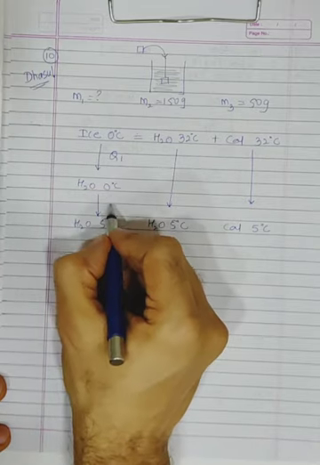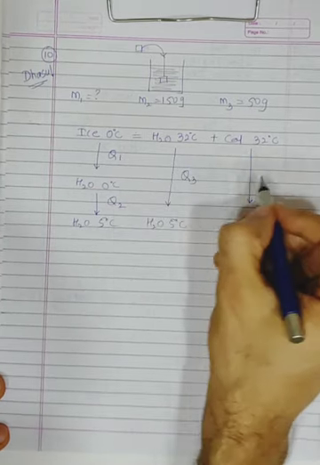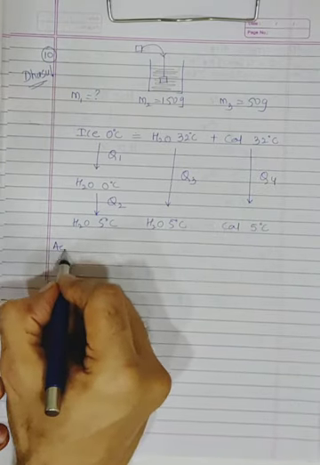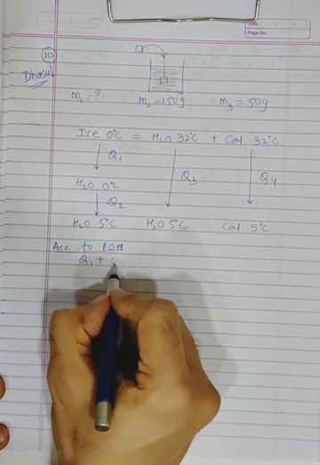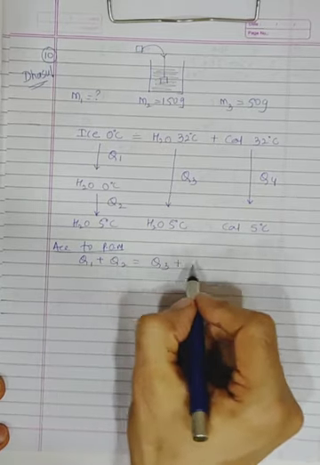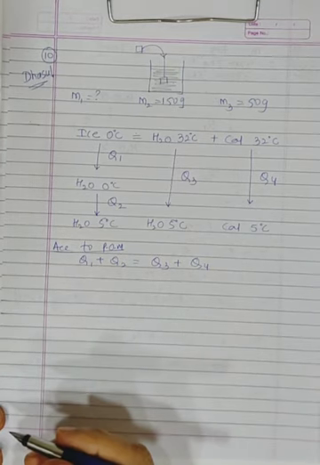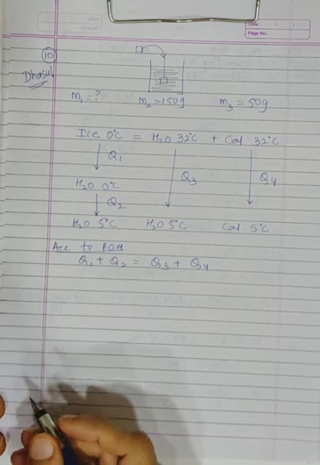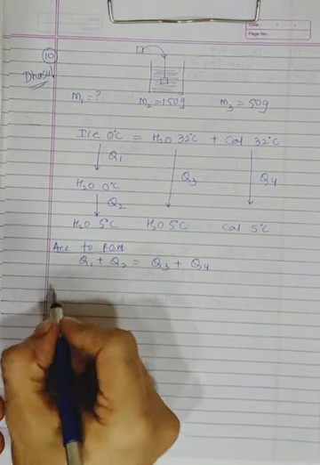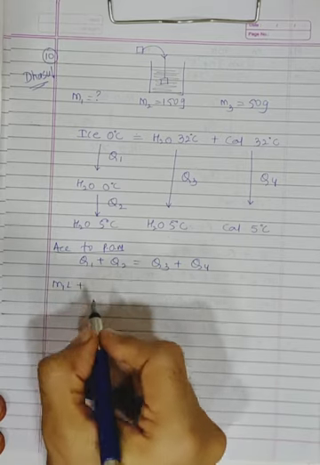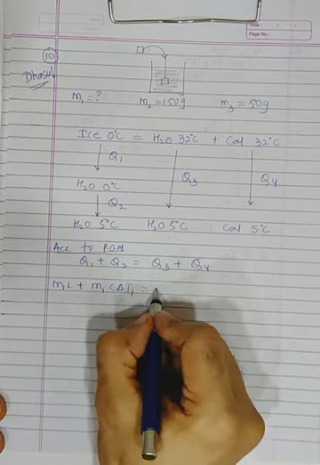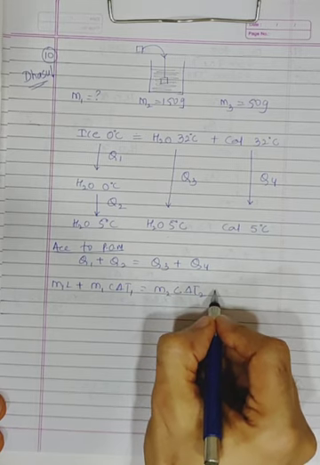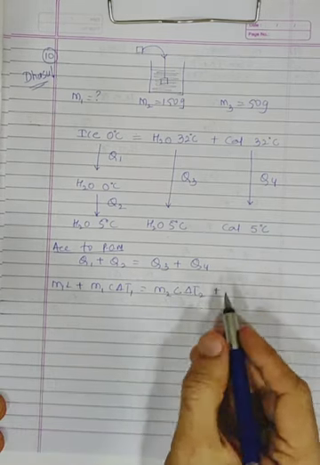So this time you've got 4 Q's. Q1 plus Q2 is equal to Q3 plus Q4, according to the principle of mixtures. Now start substituting. What formula will we use for Q1? It is melting of ice, so M1L. Q2 will be M1C delta T. Q3 will be M2C delta T2.